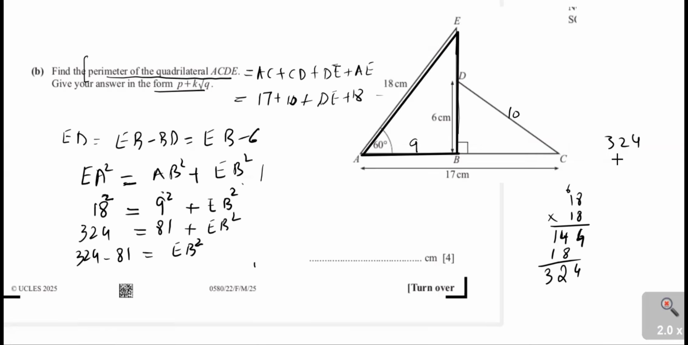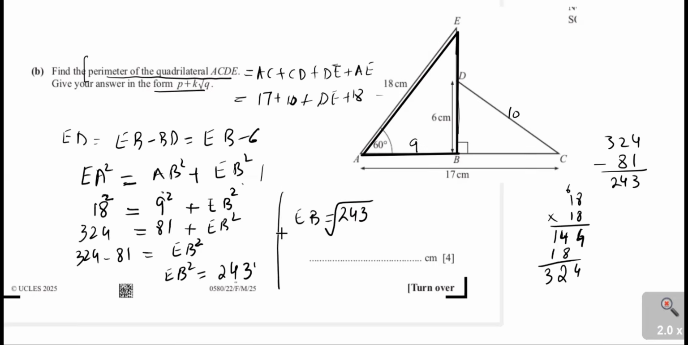Therefore, now we take the difference 324 minus 81. This value will be equal to 243. Now EB square is 243. We will take the square root. This EB will be equal to square root of 243. Now we will factorize this. 3 times 81 is 243, 3 times 27 is 81, 3 times 9 is 27, 3 times 3 is 9, 3 times 1 is 3. Well, you can write this as 3 into 3 into 3 into 3 into 3.